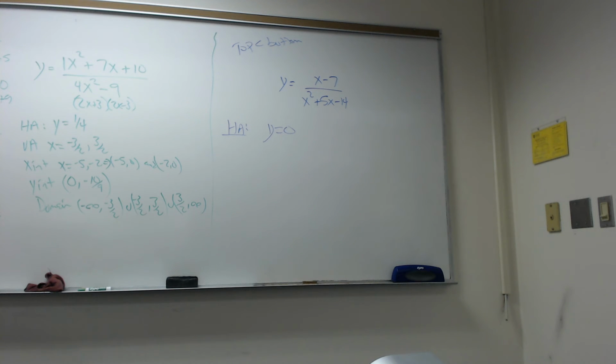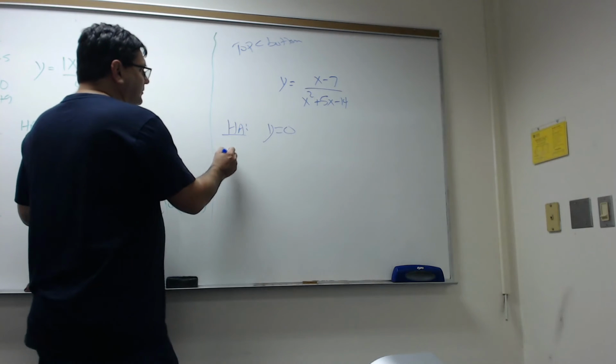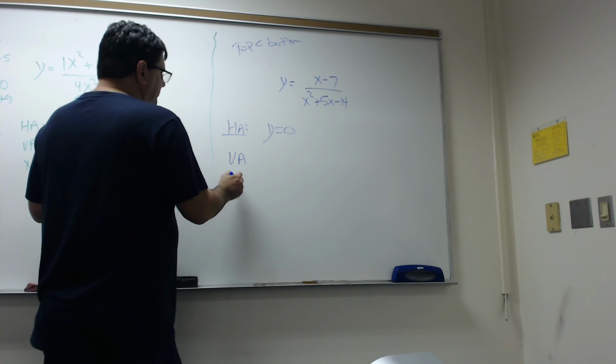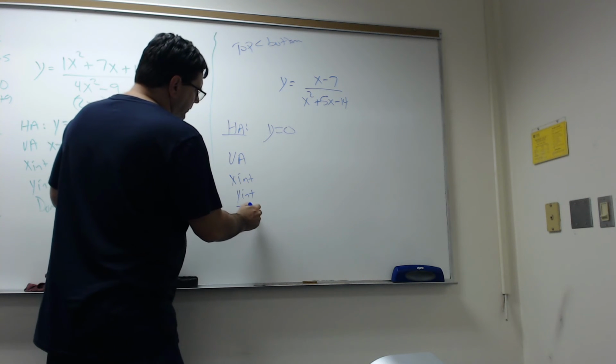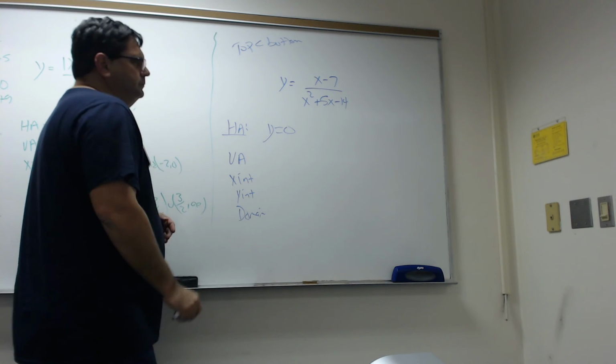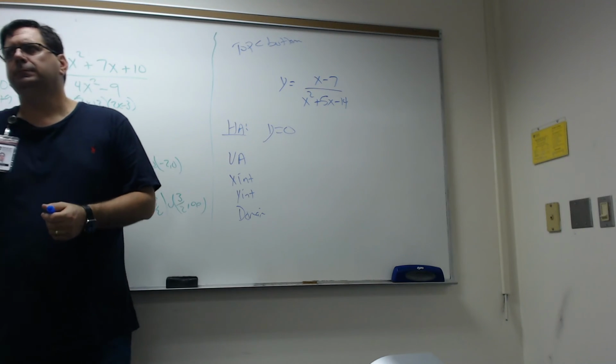But even though they're different and the one on bottom is bigger, we can still ask the same questions. What's the vertical asymptote? What's the x-intercept? What's the y-intercept? And what is the domain? Go.